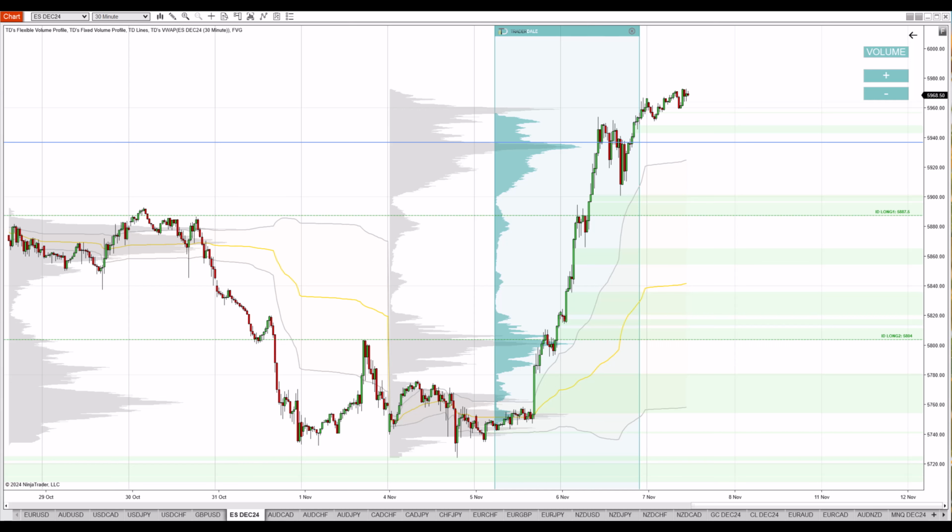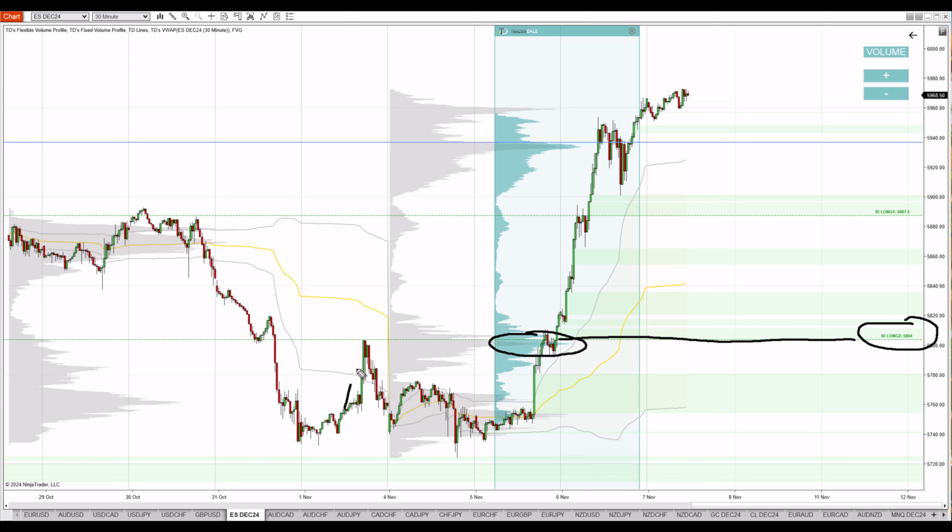Now the third level, the third long level, is very similar. It is in here at 58.04. As you can see, heavy volumes were formed in here, so that looks like strong buyers were adding to the long positions here. So that's one thing, one setup.